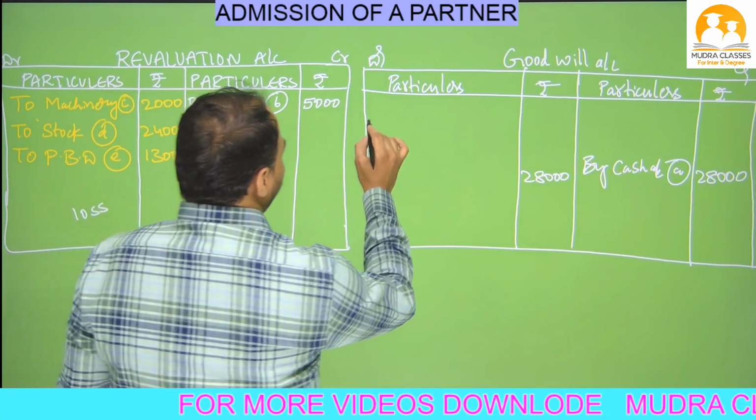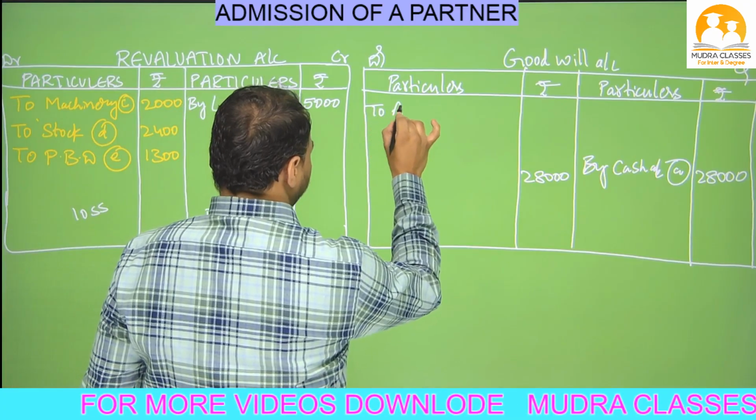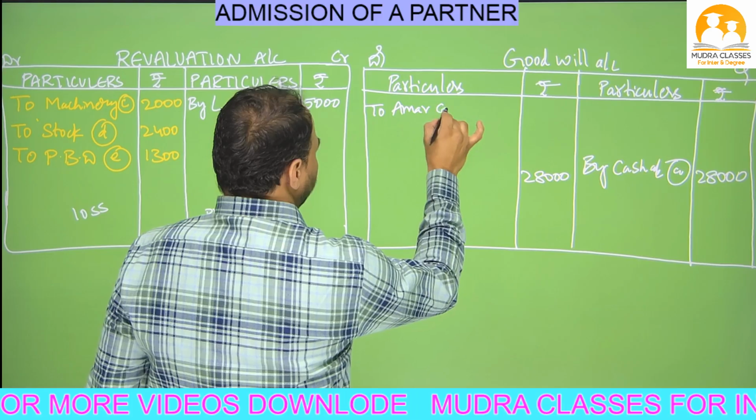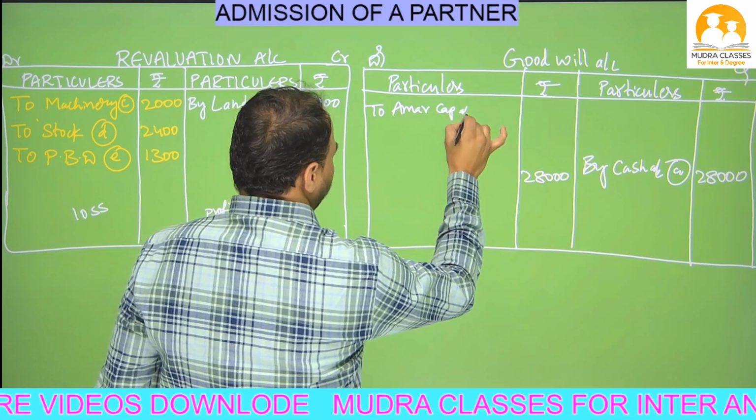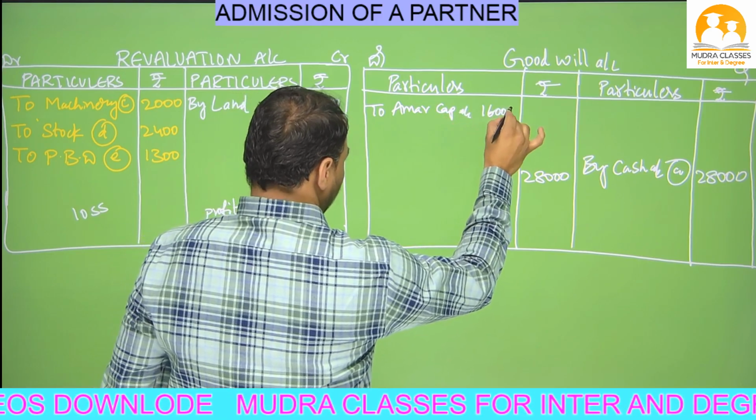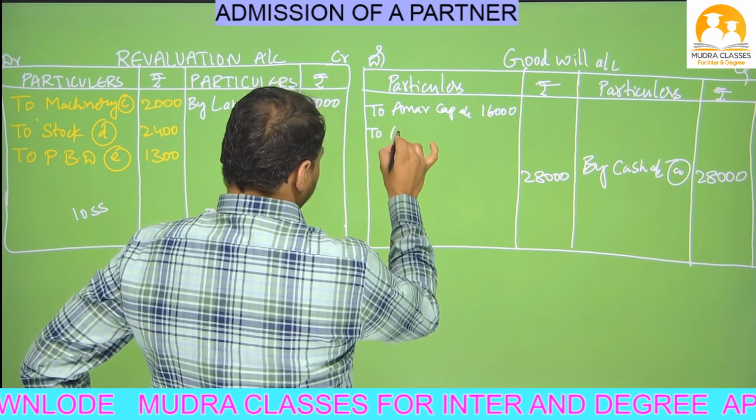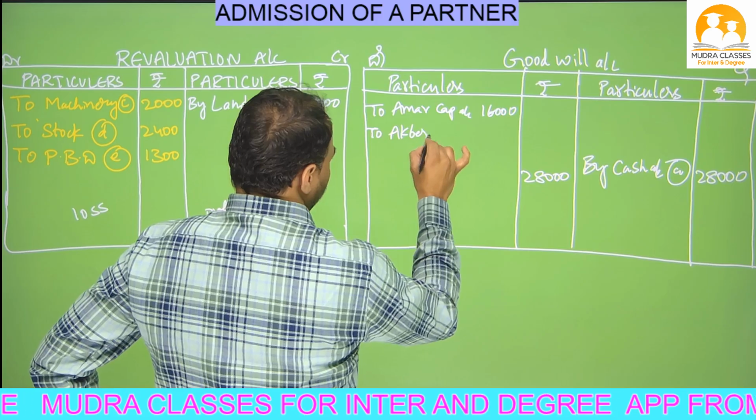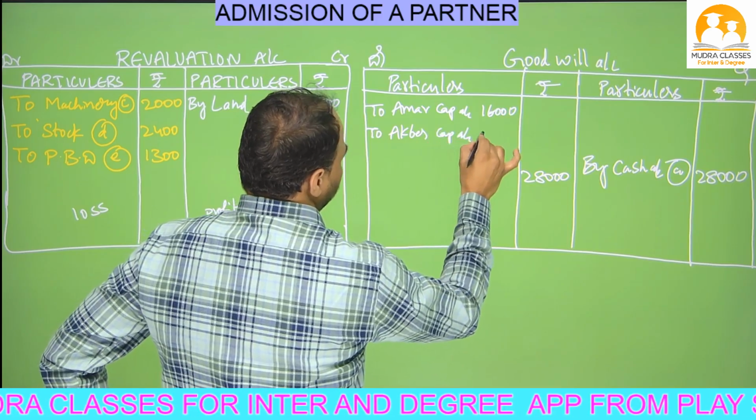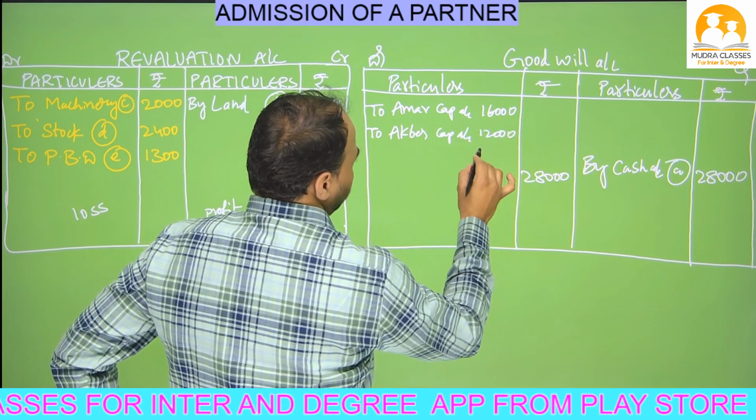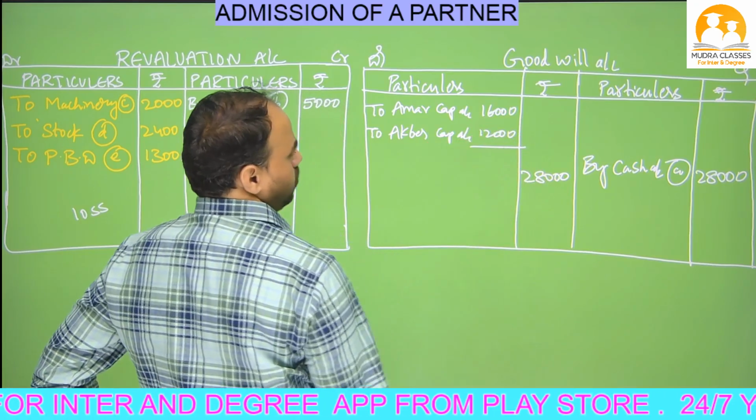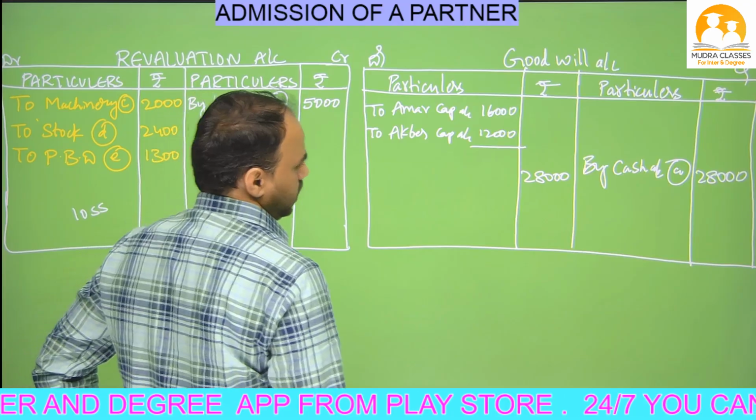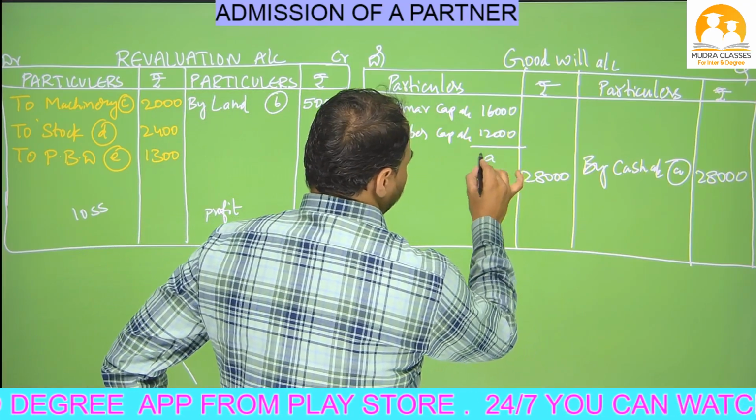So in goodwill account debit side we have to write to Amar capital account. Amar capital account, how much we got? 16,000. To Akbar capital account, how much we got beta? 12,000. Okay, if you add these two, we'll get 28,000 rupees. Okay, 16 plus 12, 28,000 rupees. This is also adjustment number A.